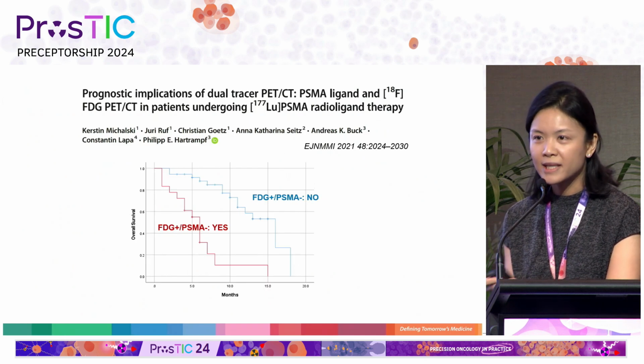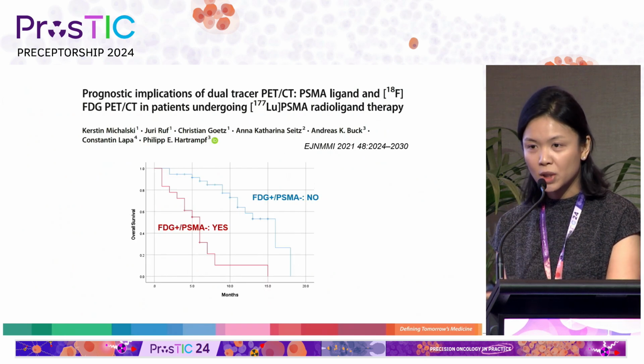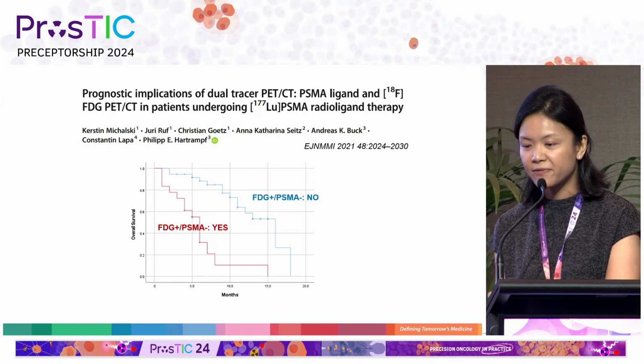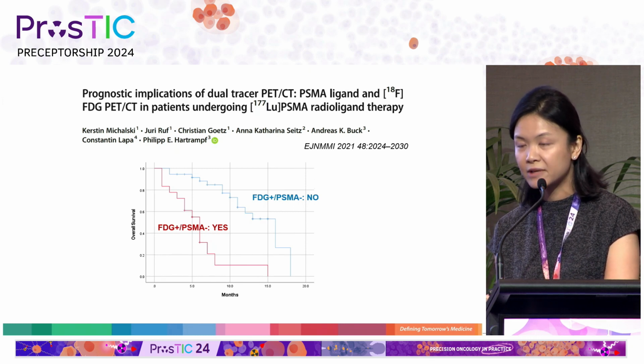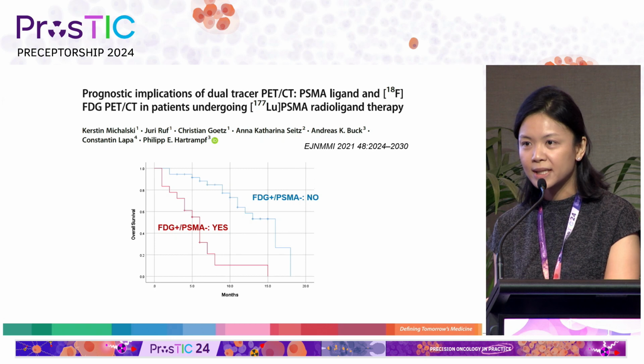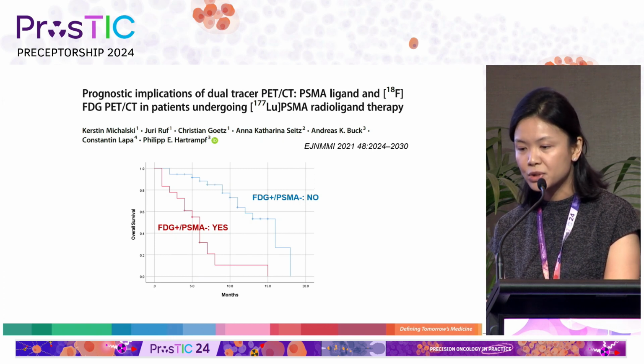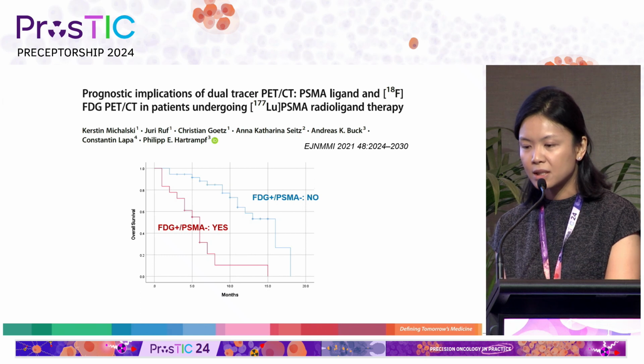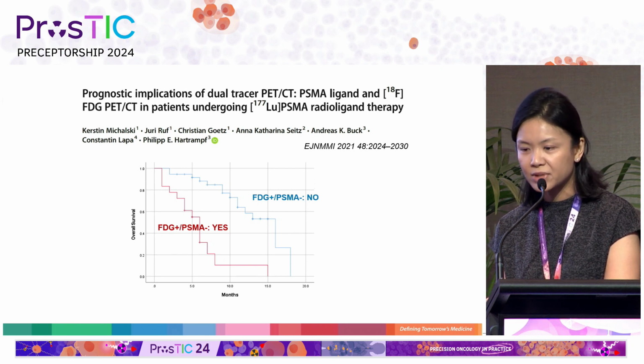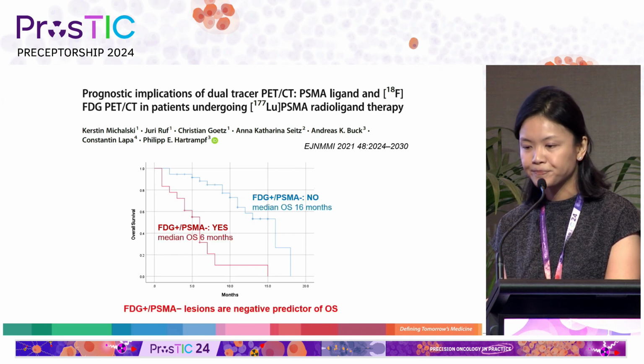So we've been talking about excluding patients with discordant FDG disease, patients with FDG positive, PSMA negative lesions. How do we actually know that PSMA radioligand therapy actually improves survival in this cohort of patients? So this retrospective study from Germany actually treated patients with discordant FDG disease, and indeed they found that these patients did poorly compared to those without discordant disease.